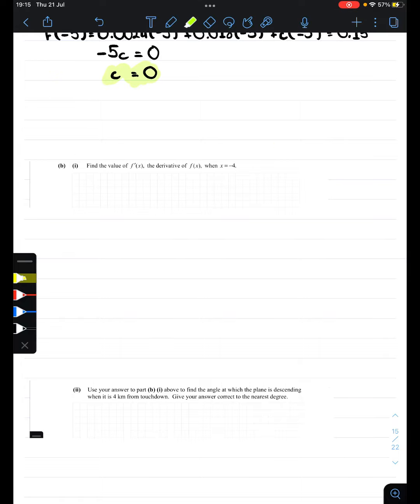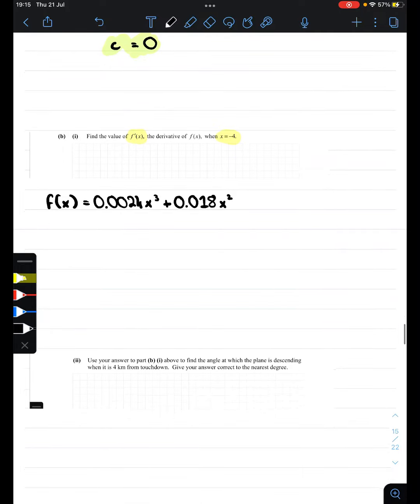Find the value of f prime of x, the derivative of f of x, when x is minus 4. Straight away, we want the derivative, so that's going to be our focus. What is our function? Let's write it down: 0.0024x cubed plus 0.018x squared, and that's it, because we showed that c is 0.